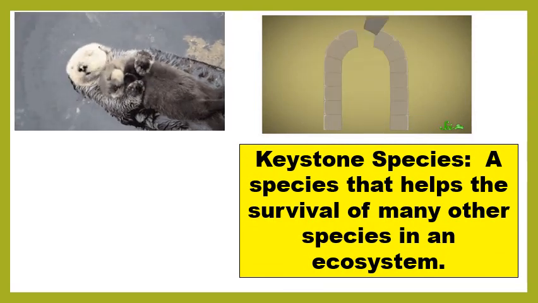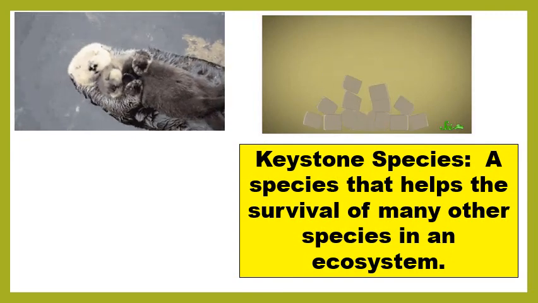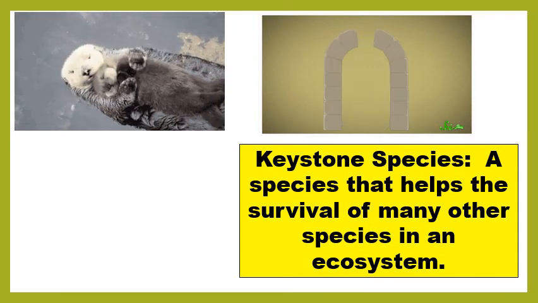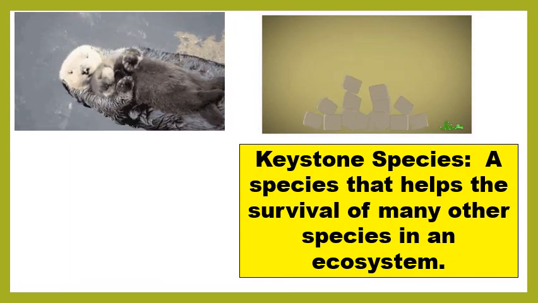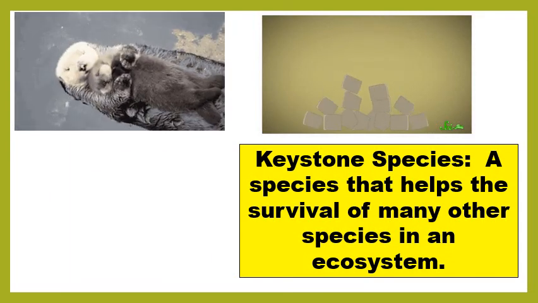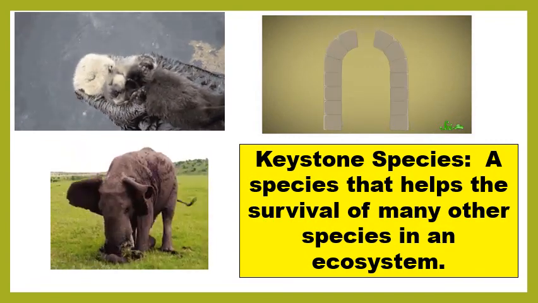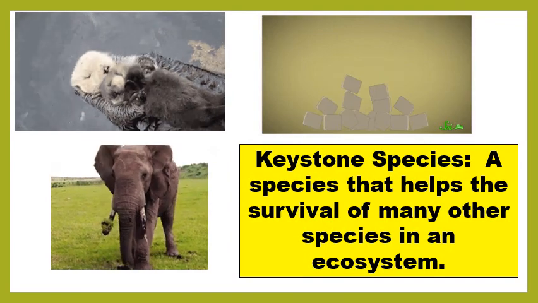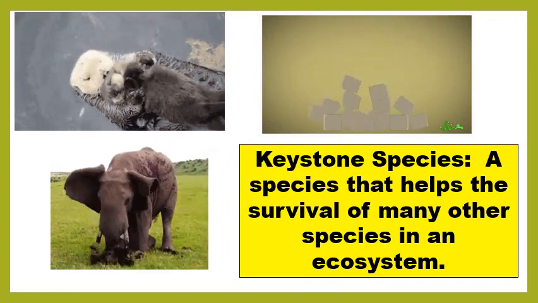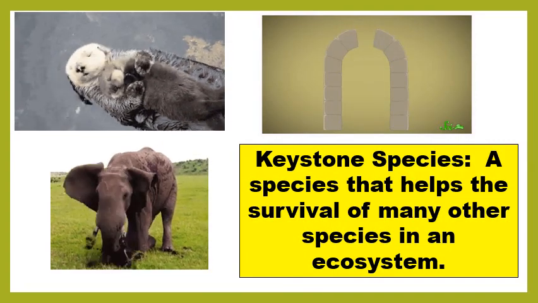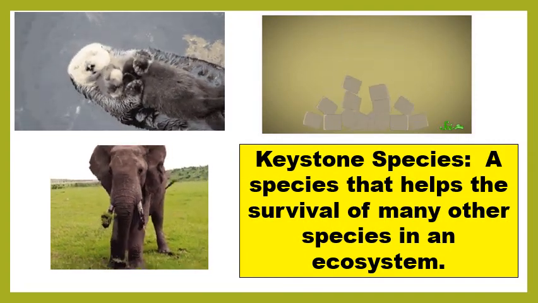This adorable otter. Remember that they ate sea urchins that helped prevent the sea urchins from overeating the kelp forest, and that helped keep biodiversity. We also have our African elephant, and these big guys would push over trees, and that seems like not a great thing, but actually when they pushed over the trees, they let other animals eat, and they also let new plants grow in.